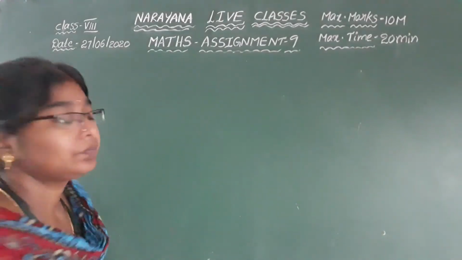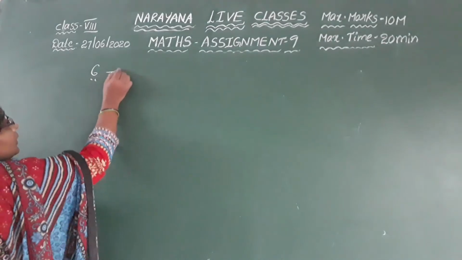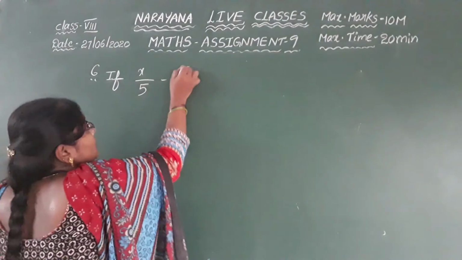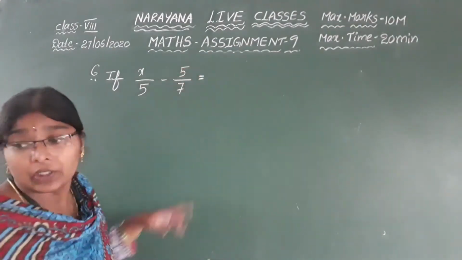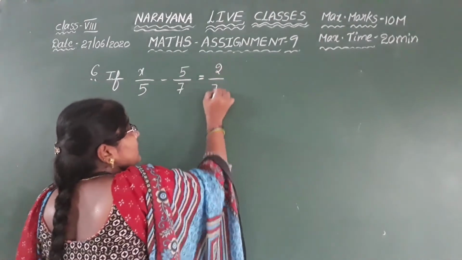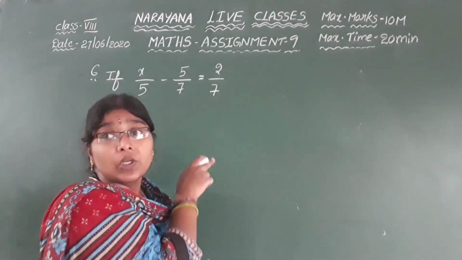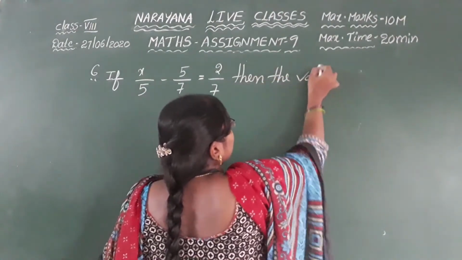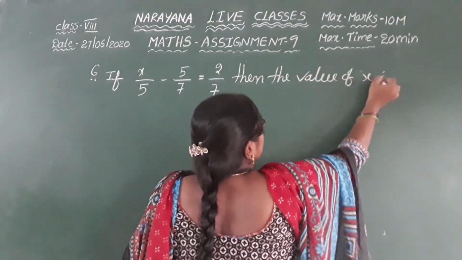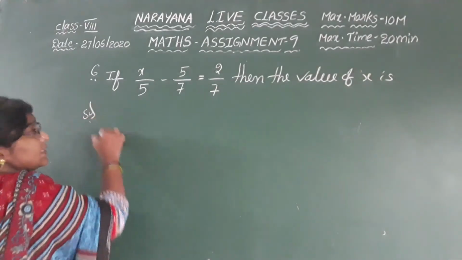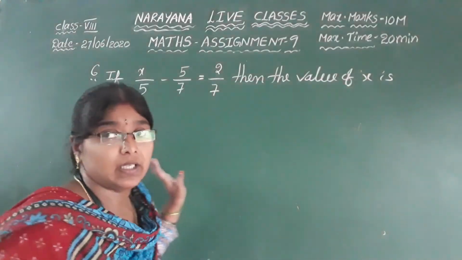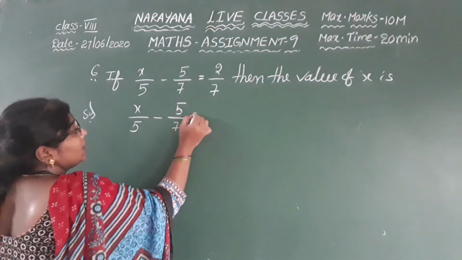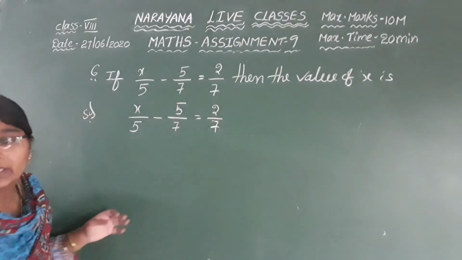Sixth question. If x by 5 minus 5 by 7 is equal to 2 by 7, then find the value of x. So what is given in the question? x by 5 minus 5 by 7 is equal to 2 by 7 is given.